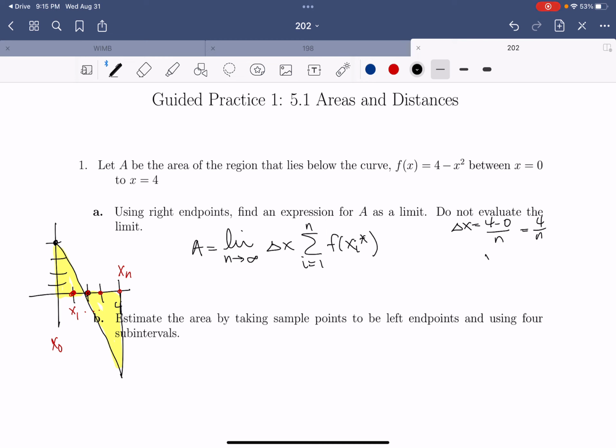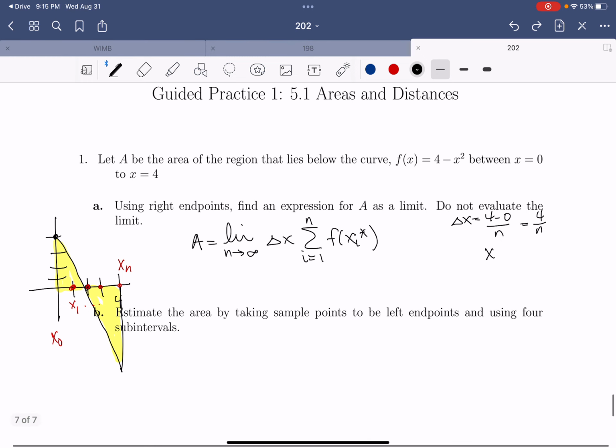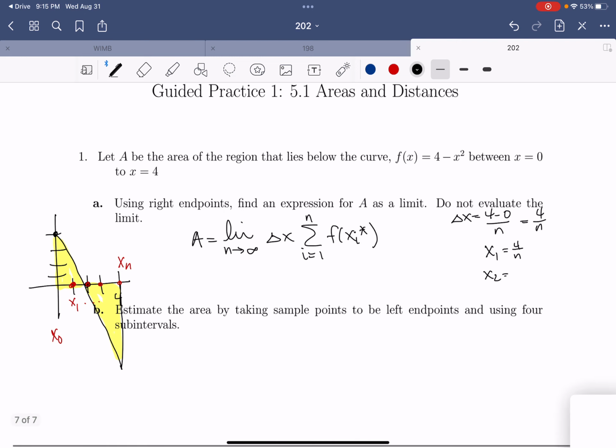And that means that our x i's, so x1, we're starting from 0, so x1 is 4 over n. x2 is 2 delta x's, so that's going to be 8 over n. And x3 is going to be 12 over n, so x i is going to be 4i over n, right? It's usually your delta x times i when you're working with right endpoints. So that's what we're going to be plugging in for our x i star really, and that goes into the function, which is our 4 minus x squared.